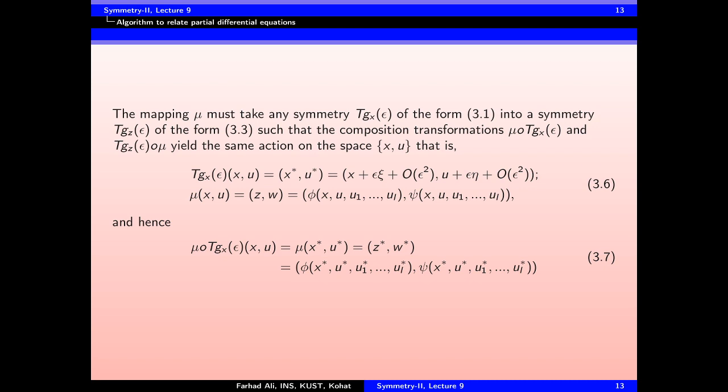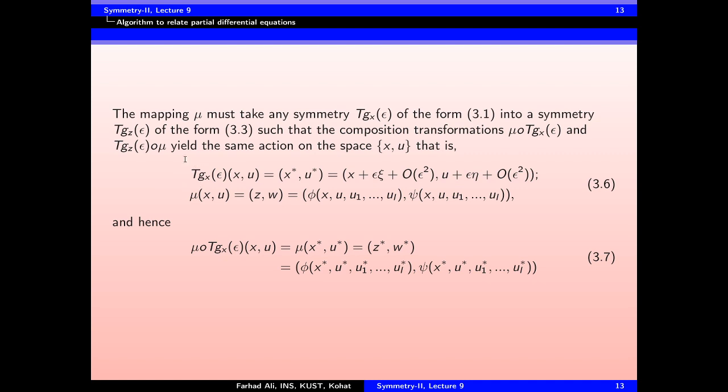Okay, this is some notation given in 3.6. There is a group action on the XU space. The group action is given in this equation. And a mapping between the XU coordinates and the ZW coordinates is given in this equation. And hence we have a composition of the mu and the T.